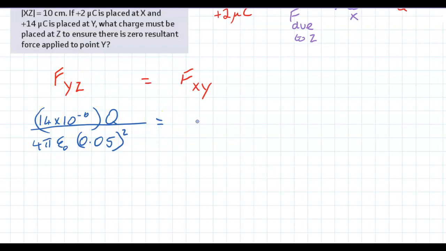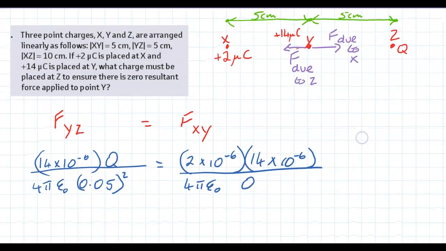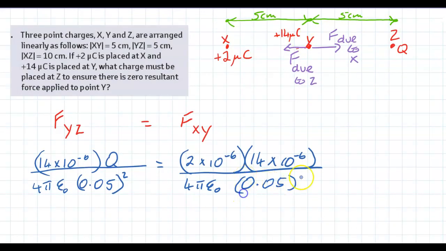That's equal to the force between X and Y. And we know that they are 2 by 10 to the minus 6 coulombs and 14 by 10 to the minus 6 coulombs. So this we can work out. Again, we have our 4 pi epsilon naught, and the distance you can see here is also 5 centimeters, so 0.05, all to be squared.